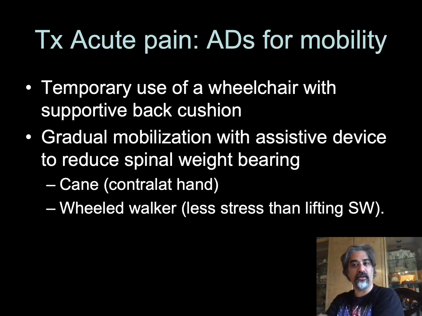So patients with acute vertebral compression fractures should be gradually mobilized, often with the use of a cane or a walker to reduce spinal weight bearing. Use of a cane in the hand contralateral to the painful unilateral back pain, referred to the buttock or hip, may help decrease the pain resulting from weight bearing. You may need a wheeled walker that decreases stress on the spine that can result from lifting a standard walker. And walkers tend to be more supportive than canes and can be used at home or in the community.